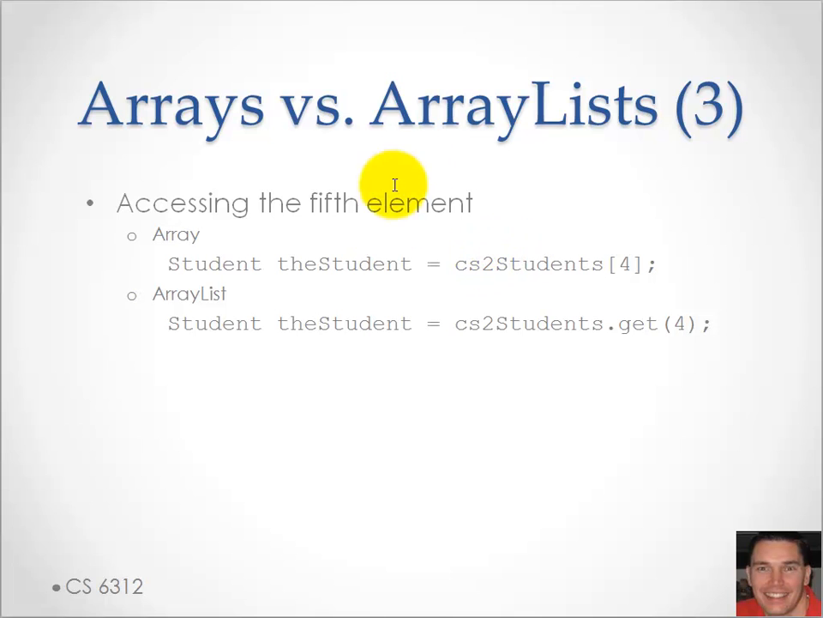To access a particular element, for example, here to access the 5th element, we use the brackets to access elements within our array, whereas if we're working with an array list, we use the get, but the indexing into the array and the array list are identical.